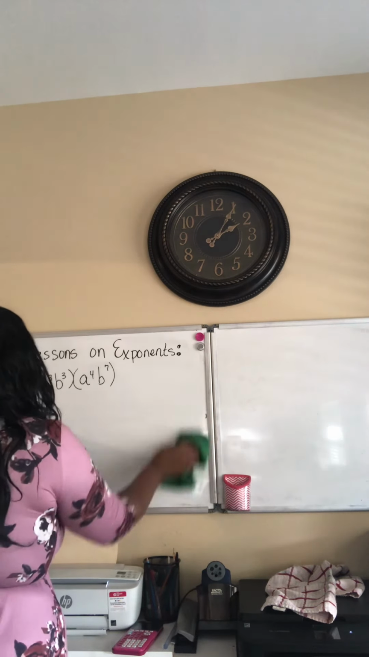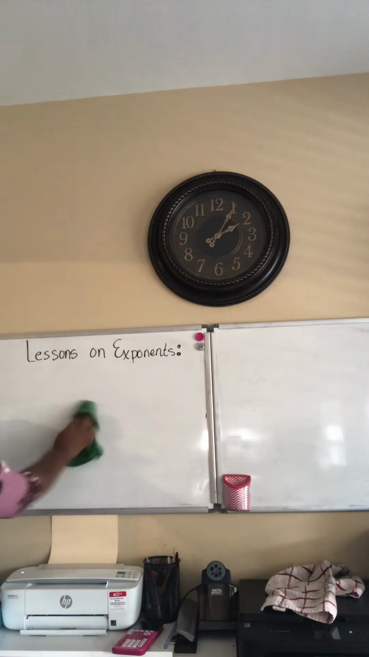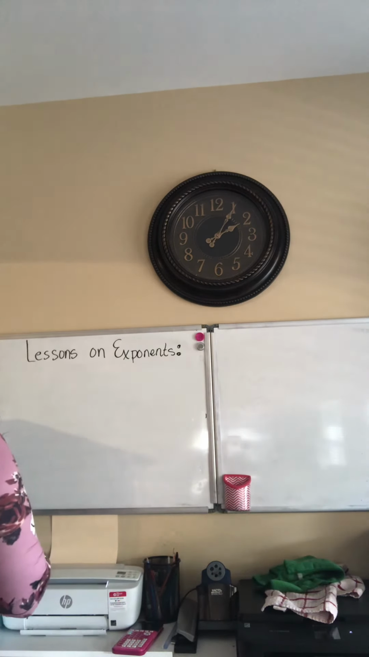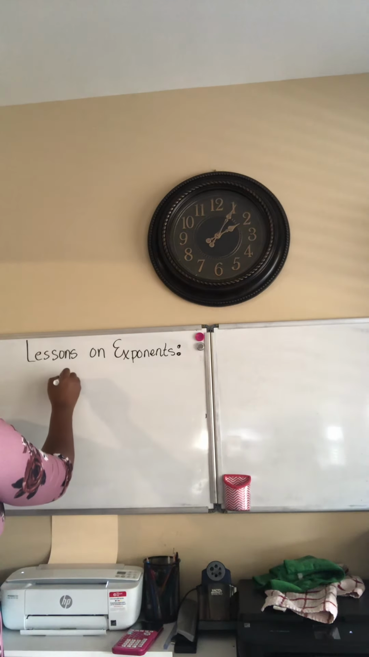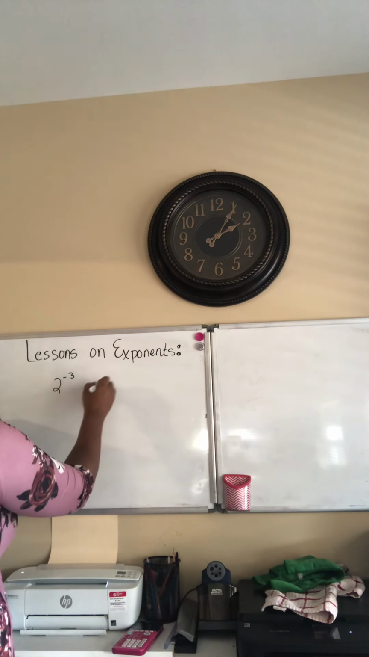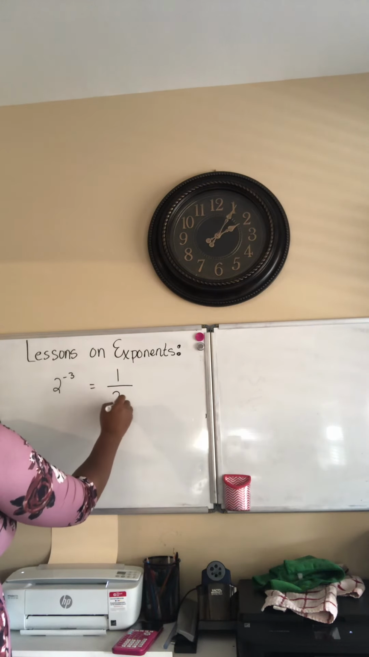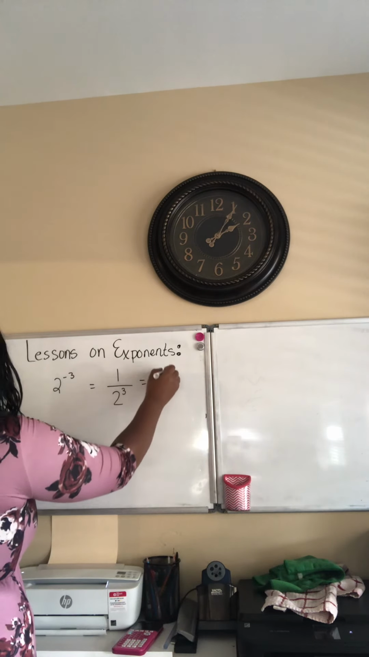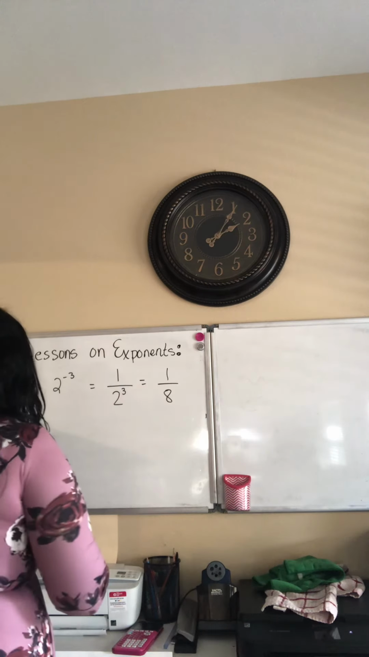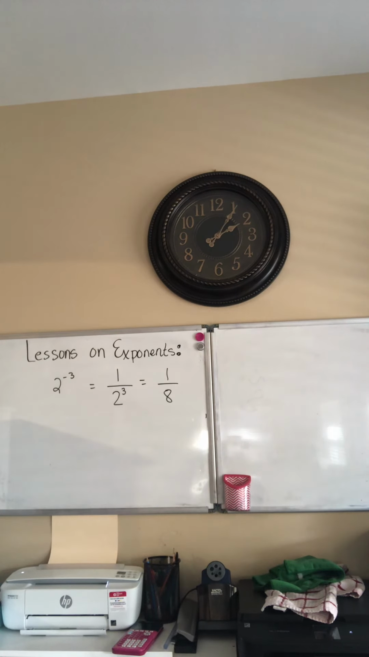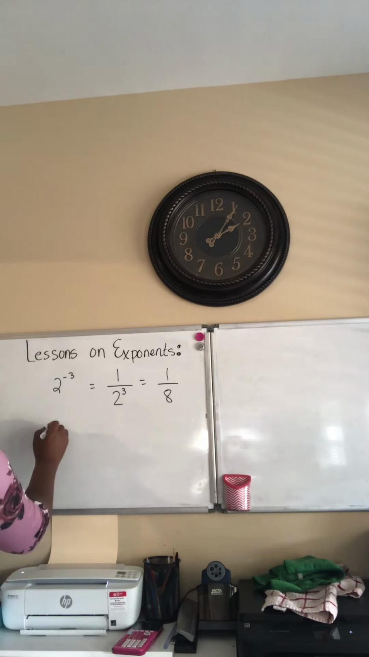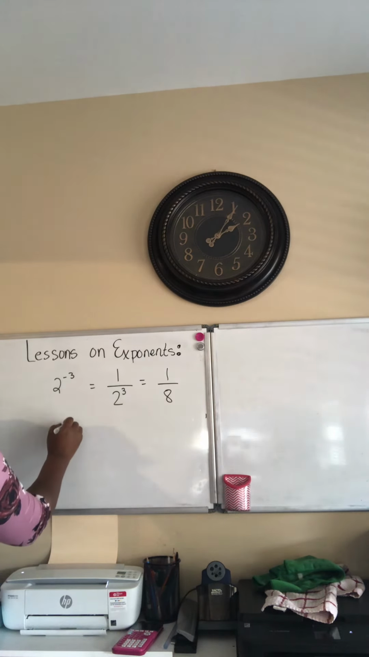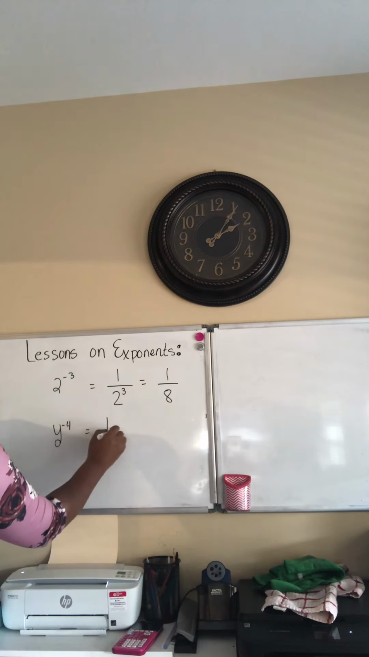Now, there is something we need to talk about called negative exponents. So let's say I have the number 2 raised to the negative 3 power. That's the same as saying 1 over 2, and when I move it to the bottom, it becomes positive. So that will be the same as saying 1 over 8 if I were to work that out. Okay? Now, the same concept works with algebra as well. So let's say we had y to the negative 4 power. This is the same as saying 1 over y4.